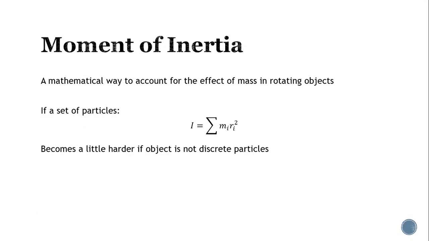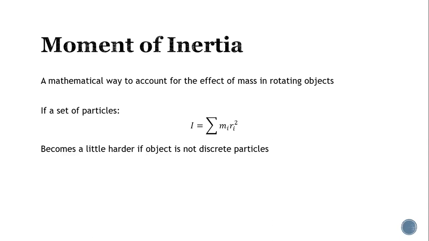So what moment of inertia really is, it's a mathematical way to account for the effect of mass in a rotating object. If I have a set of particles, the easiest way to calculate moment of inertia is to take the mass of the particle and multiply by the distance between that particle and whatever your axis of rotation is, what I call r. And so you take mr squared for each individual particle, add all those values up, and you get the moment of inertia of that object or that system of particles.